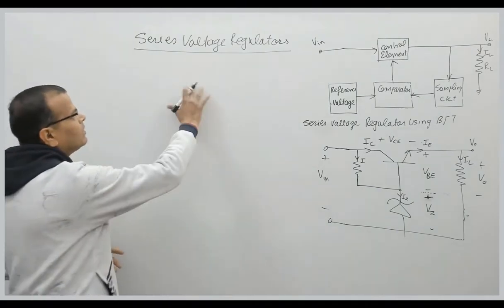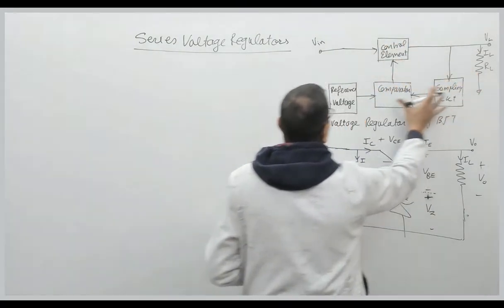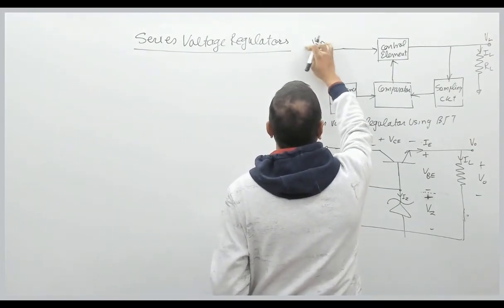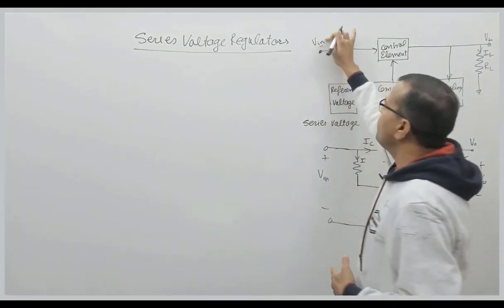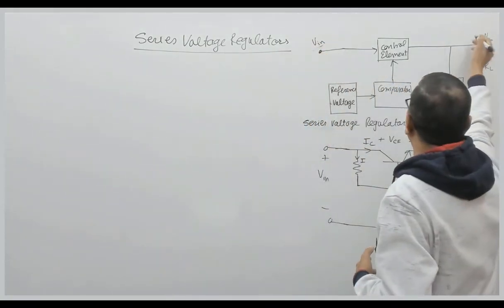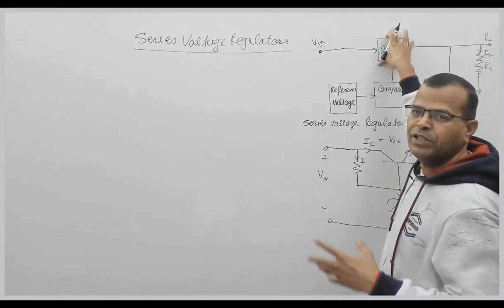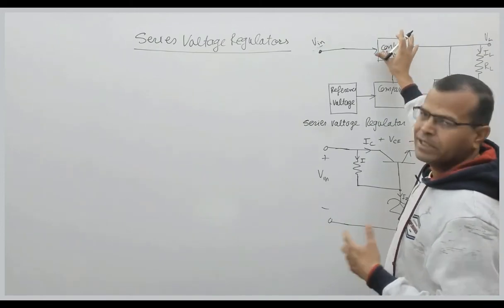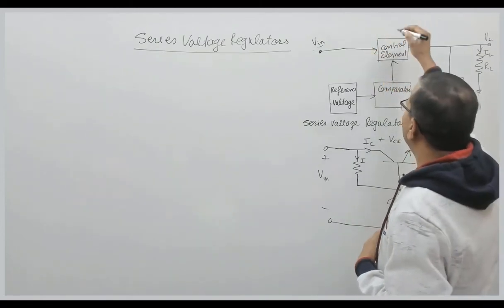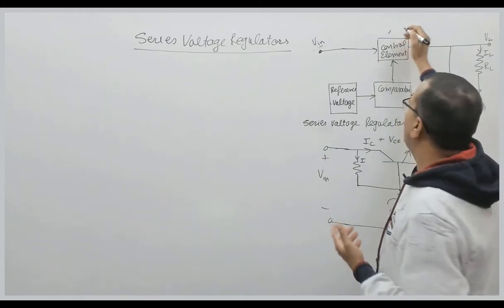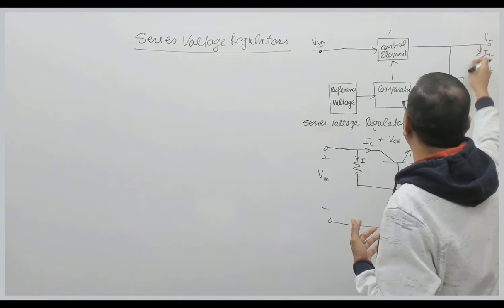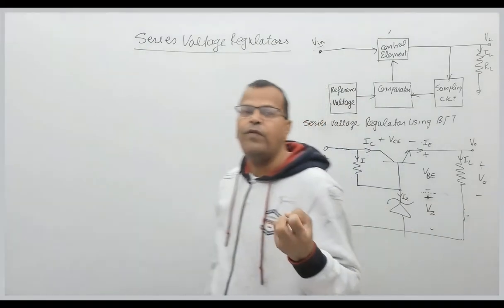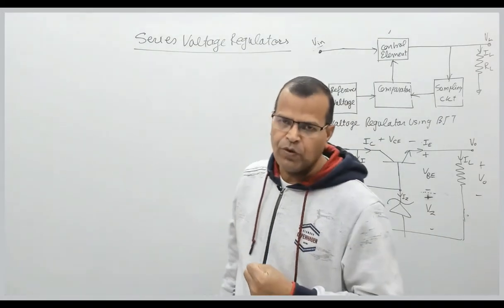So this is the general block diagram of a series voltage regulator, where we have the input supply which is the output of an unregulated power supply. This is a control element which is normally an active device, maybe BJT or op-amp. Basically this is a BJT in this case. So this is the control element, and we have the load connected at the output. This control element plays the important role of regulating the output voltage.